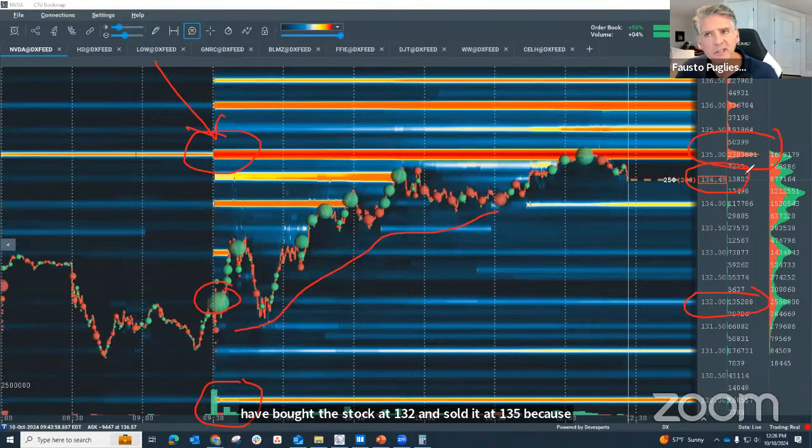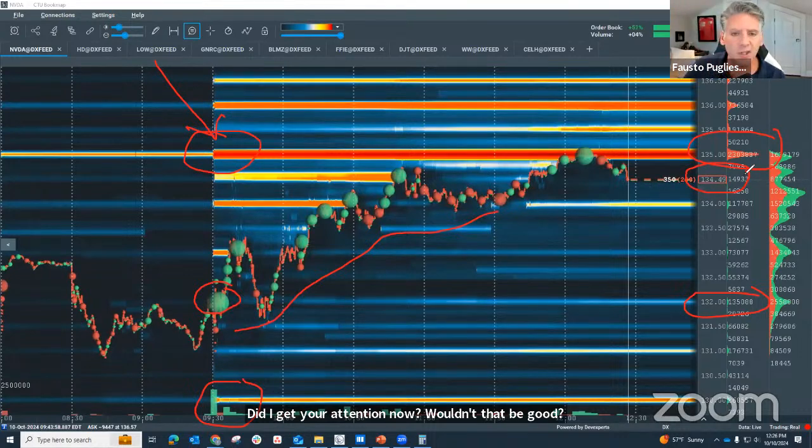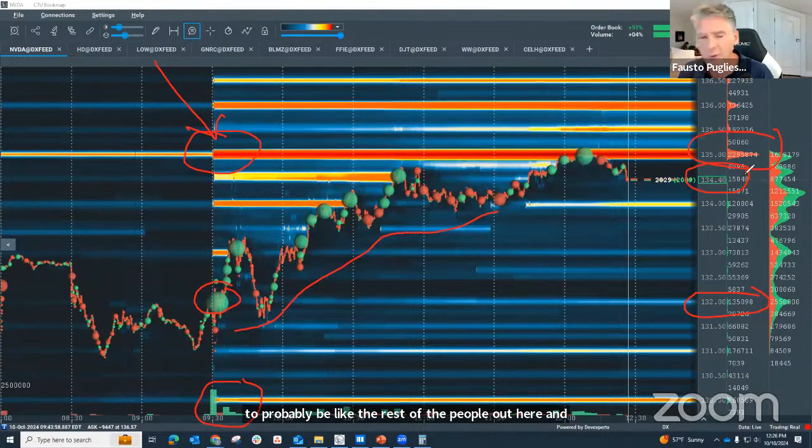Did I get your attention now? Wouldn't that be good? Right? But you guys are not reading the right of the chart. You're reading the left of the chart. And if you didn't know the guy was out there, you'd probably be like the rest of the people out here and probably could have chased it, not focus on the breakout, all that good stuff.